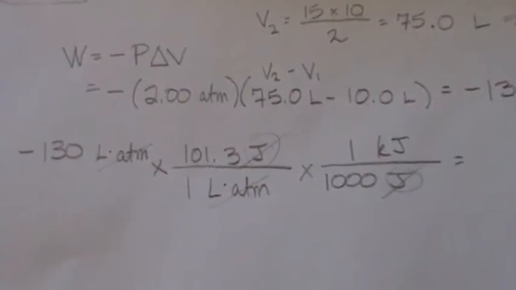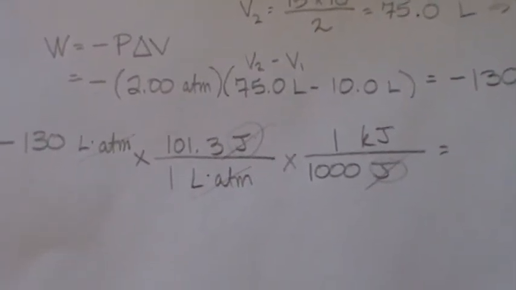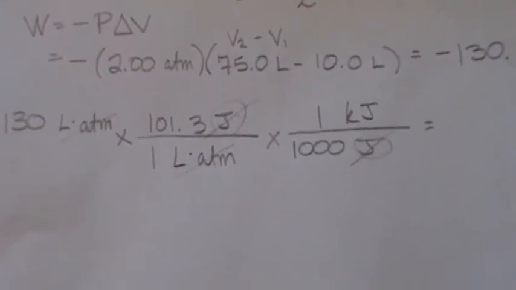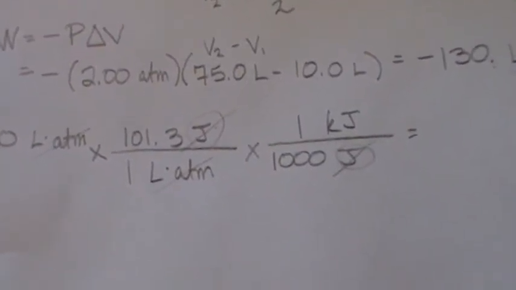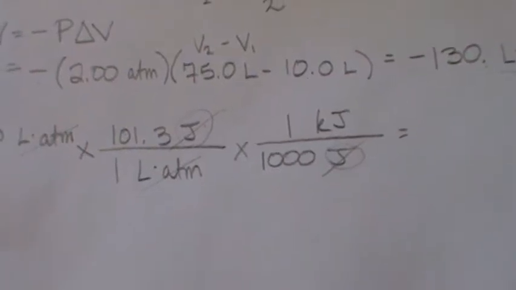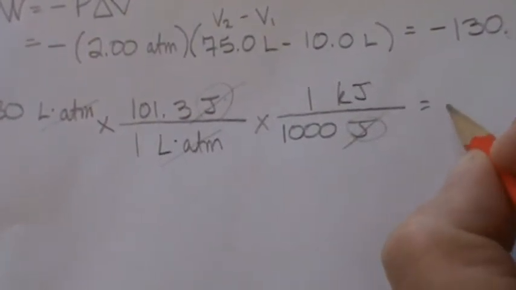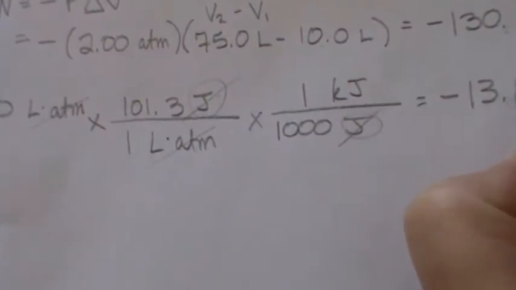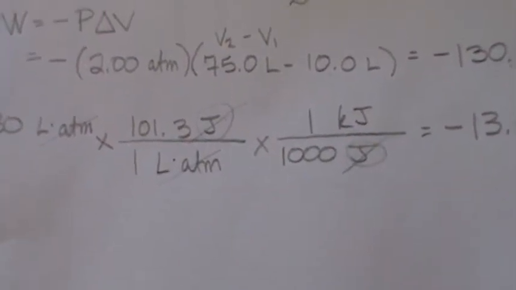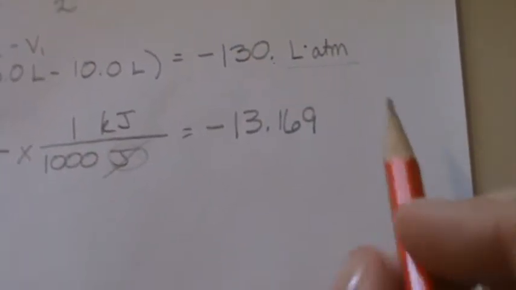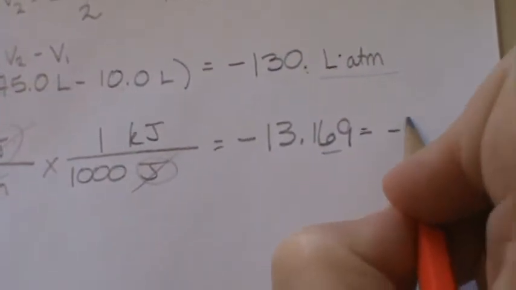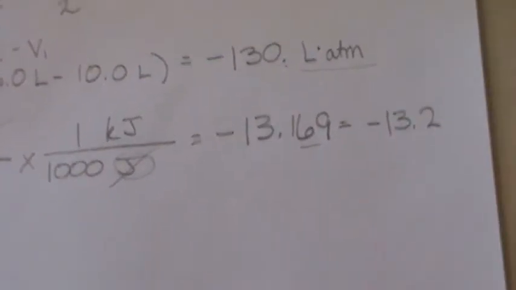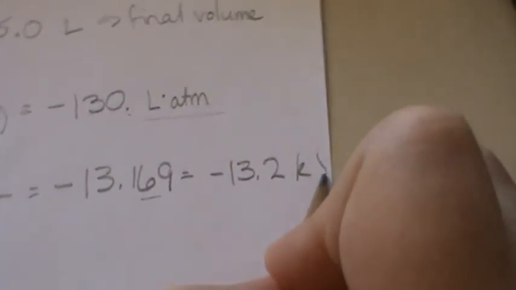So now I do 130 times 101.3 divided by 1,000, and I get negative 13.169. But I can only have 3 significant figures, so the 6 rounds up and we get negative 13.2 kilojoules. Whoa.